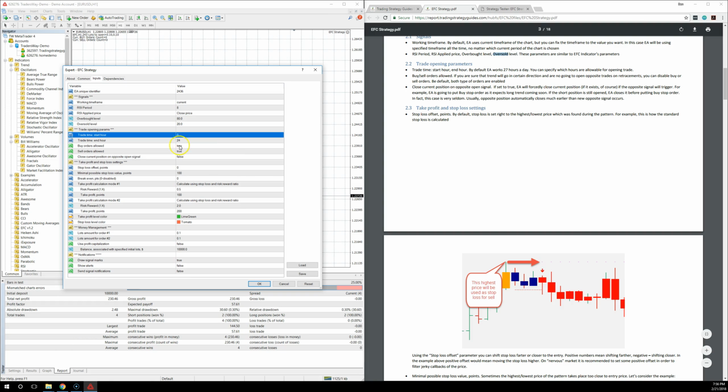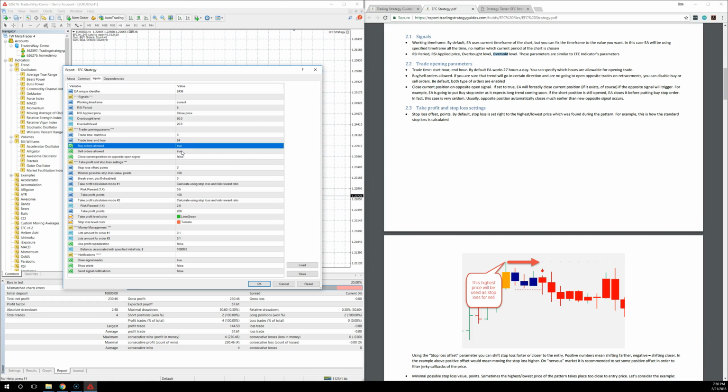Okay, the buy and sell allowed. All that is, you can allow the robot to buy, or you can allow it to sell, or you can just turn it off completely. Turn one of them off. You turn both off, and it's never even going to trade.